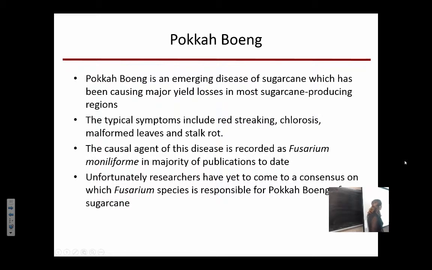And the causal agent of this disease is recorded as of today as Fusarium moniliforme. Now, over the past decade, Fusarium moniliforme has been broken down into many different species, and so ultimately researchers have yet to come to a consensus on which particular Fusarium species is the primary causal agent for Pokkah Boeng disease of sugarcane. And so through this project, I wanted to identify what that primary causal agent was within southern China.